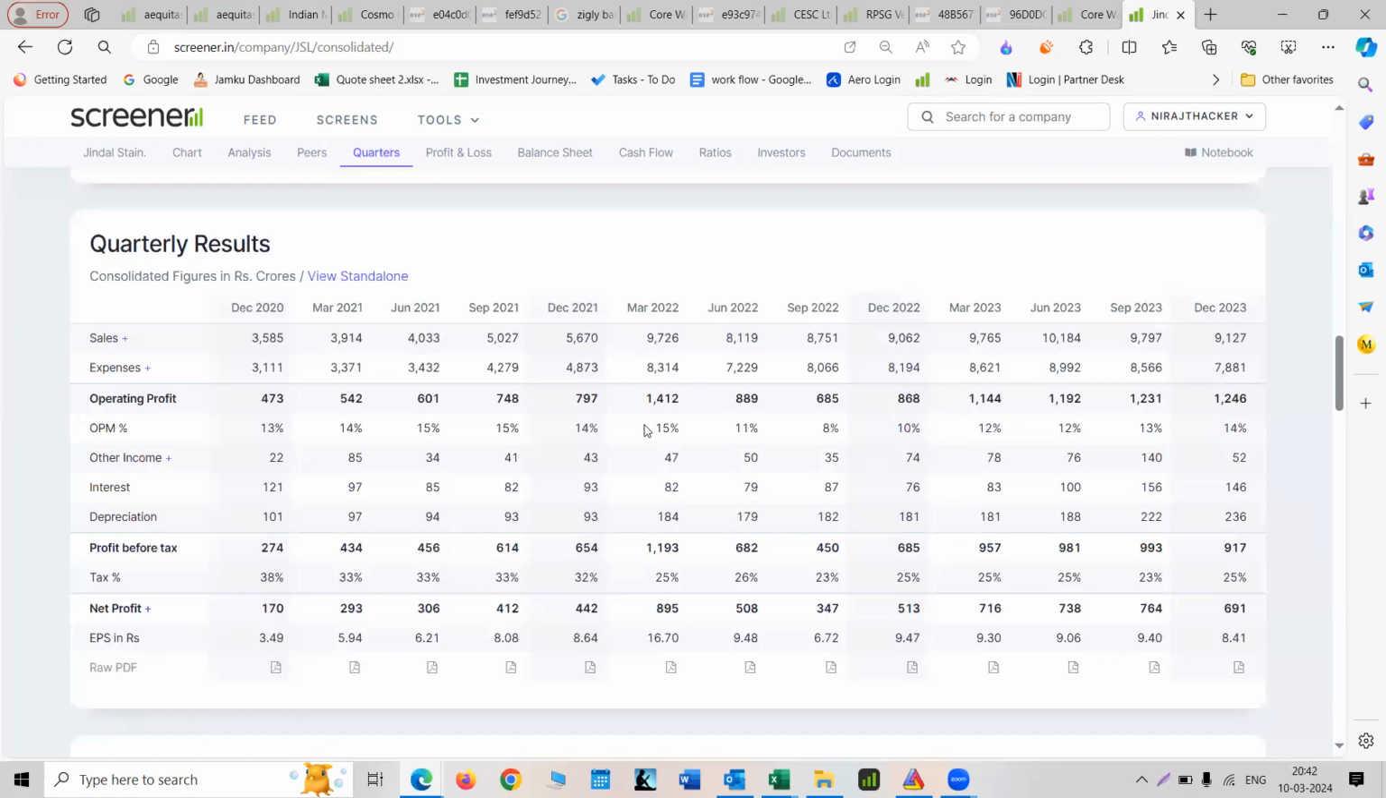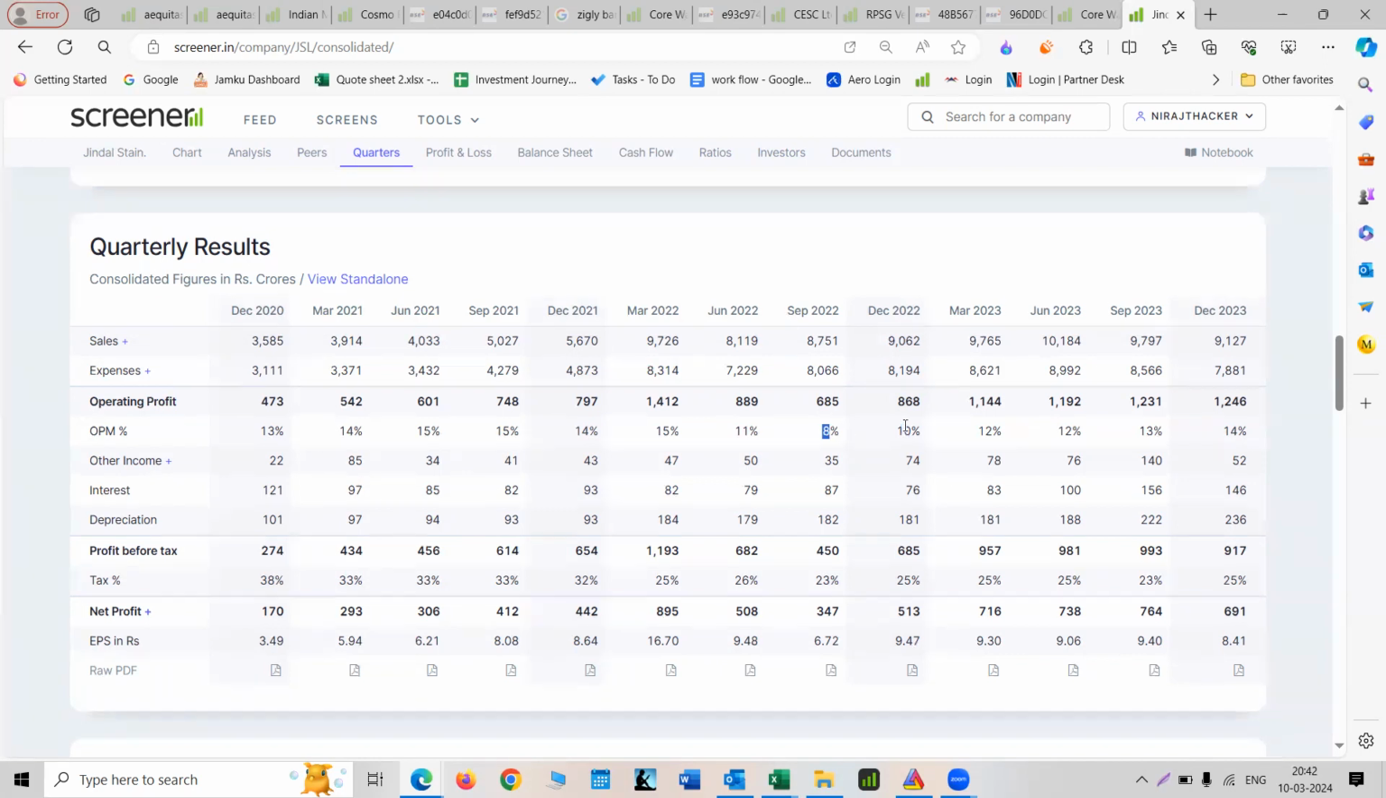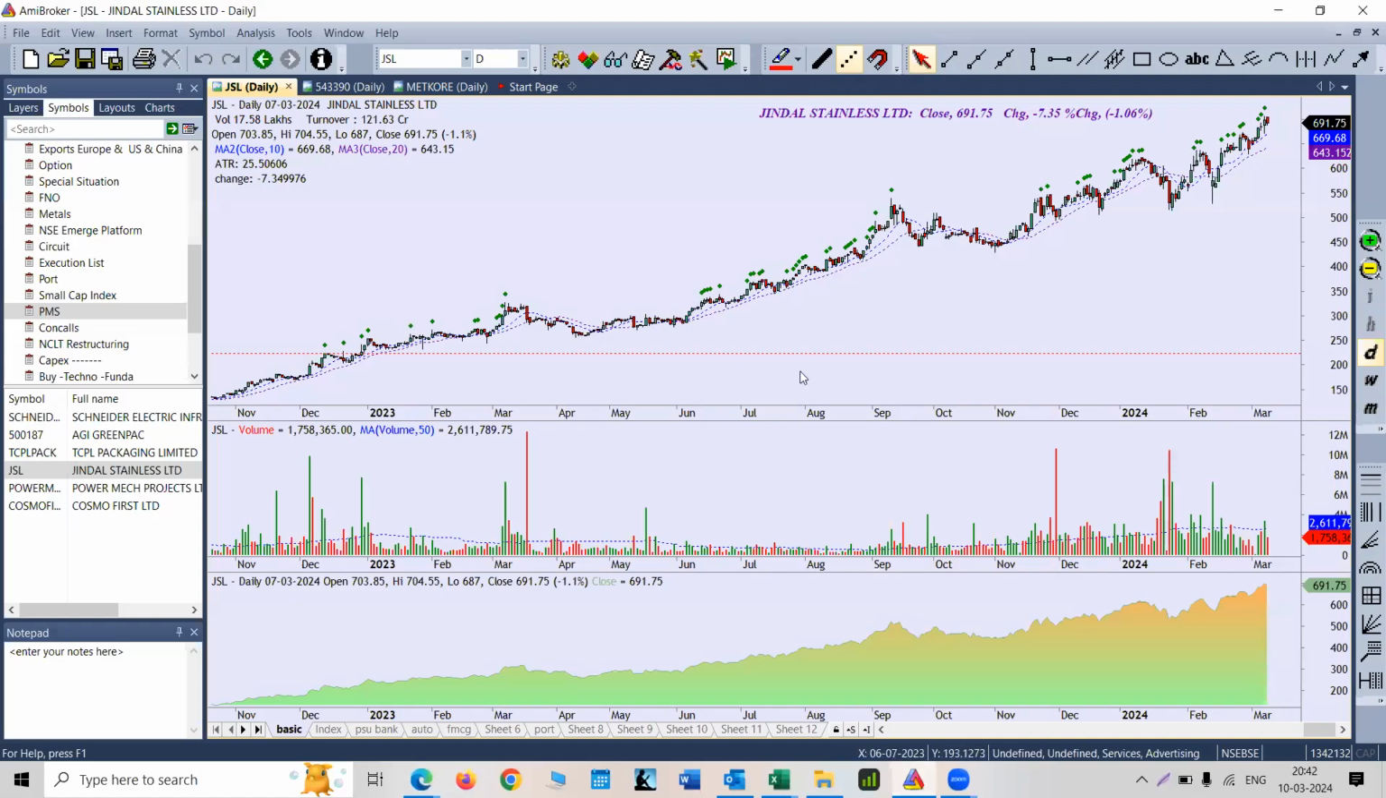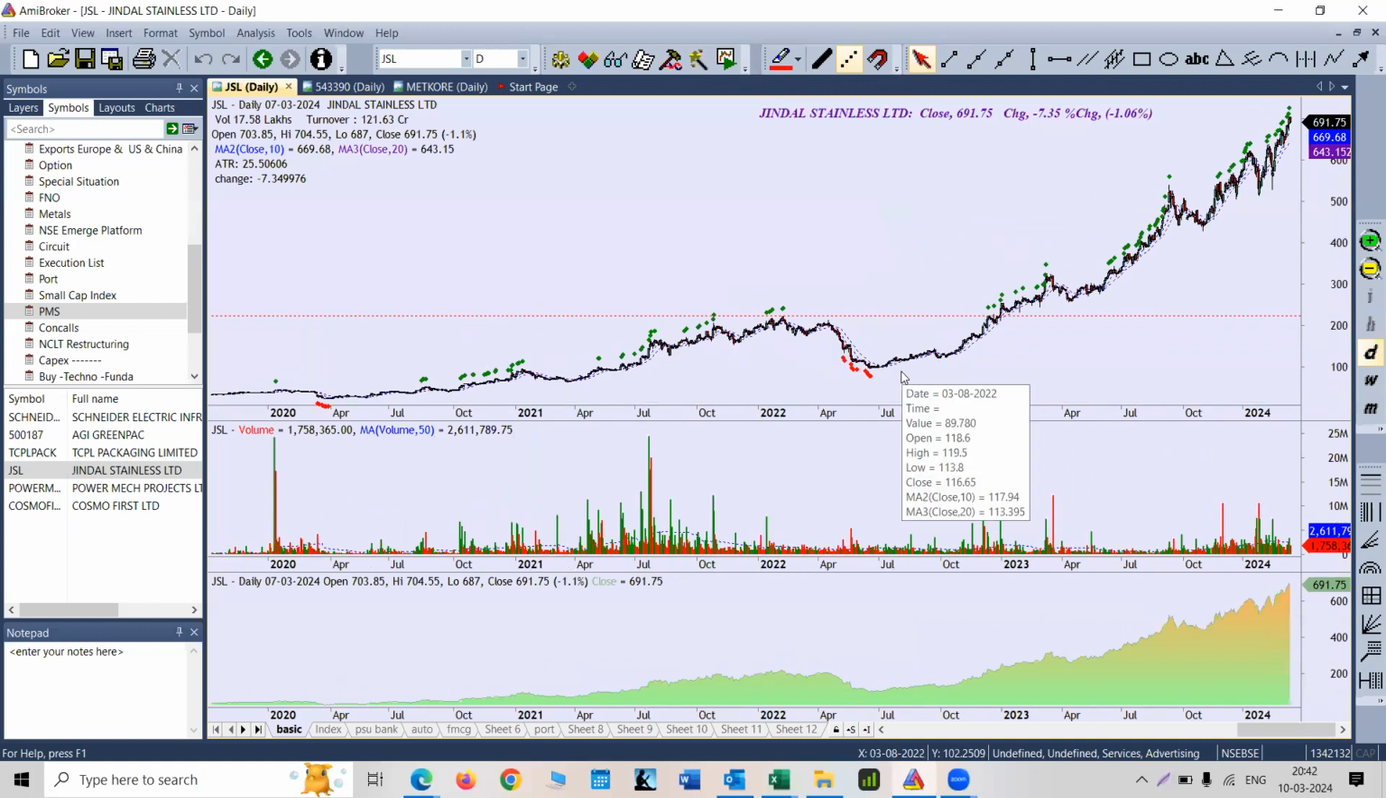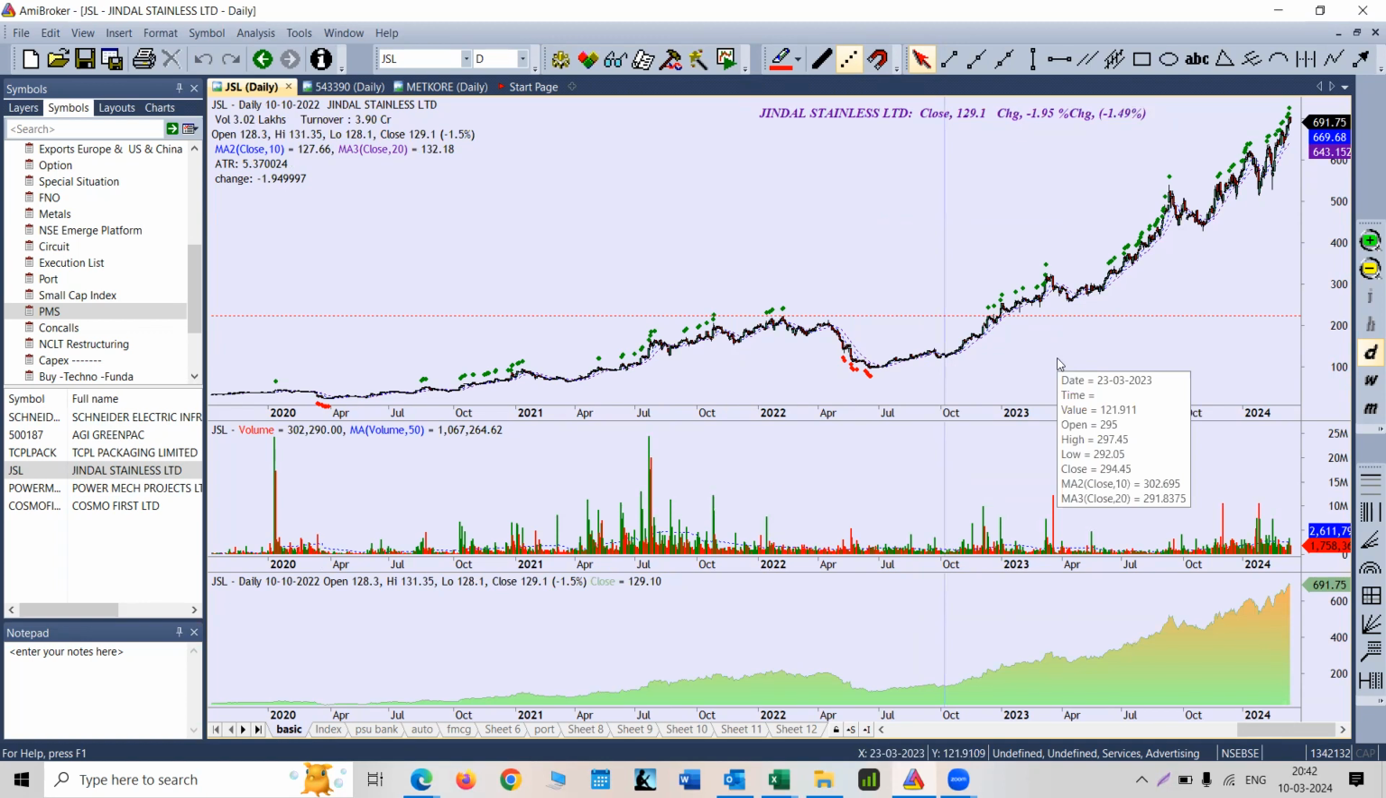You can see suddenly from 15 it has come down. In 2 quarters it has come down to 8%. This was a very good time to accumulate. September 22. What was September 22? July, August, September. See, you tell me.